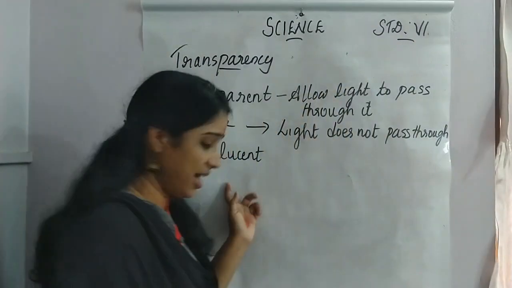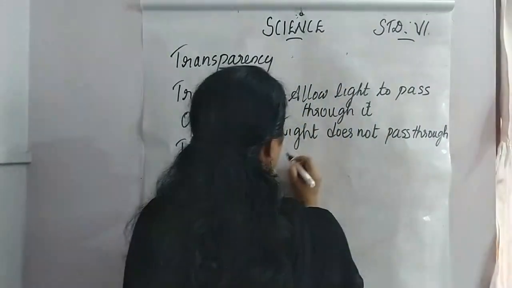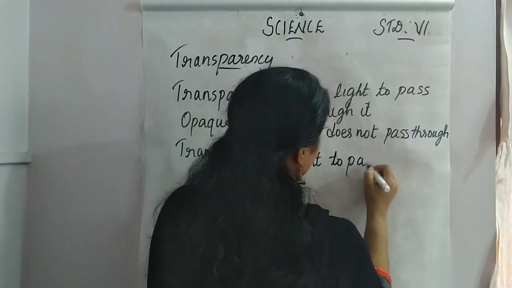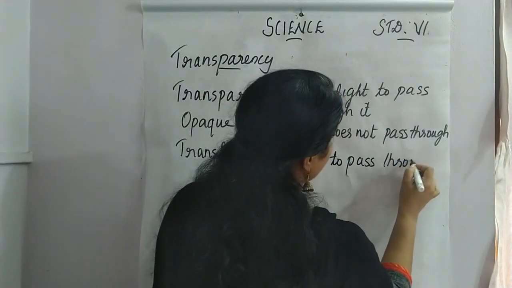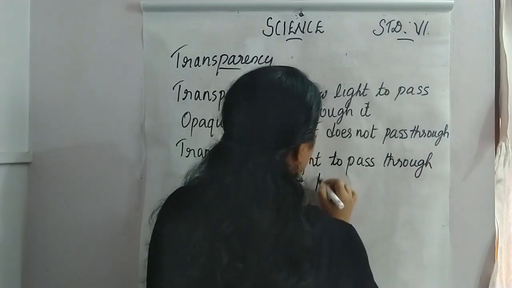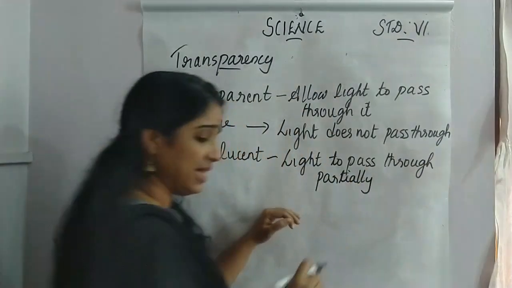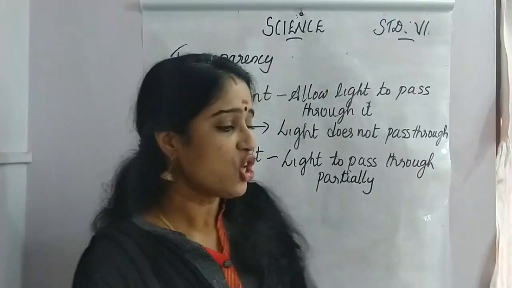Now what is it? Translucent. It allows light to pass through it partially. You know what is partially? Some amount of light can pass through it, but it is not clear.